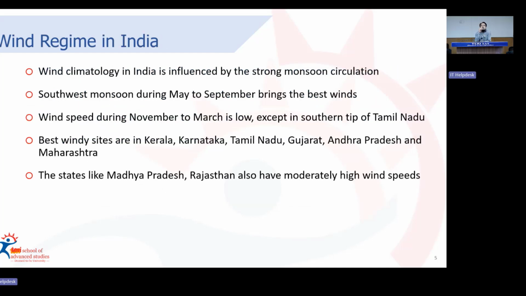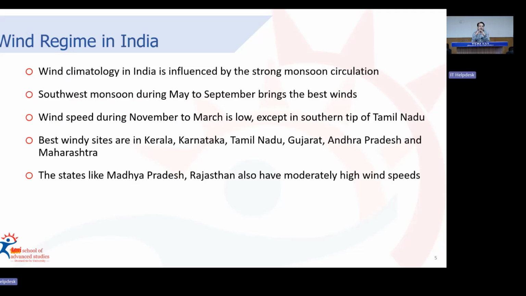Now, if we look at the wind regime in India, we will find that the entire wind climatology in India is influenced by the strong monsoon circulation. Southwest monsoon during May to September brings the best winds. Wind speeds during November to March are low, except in the southern tip of Tamil Nadu.